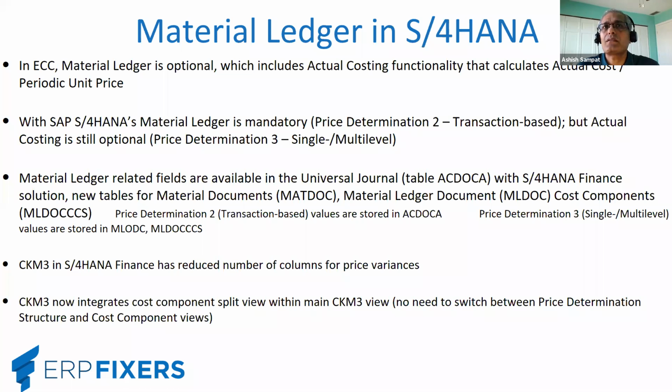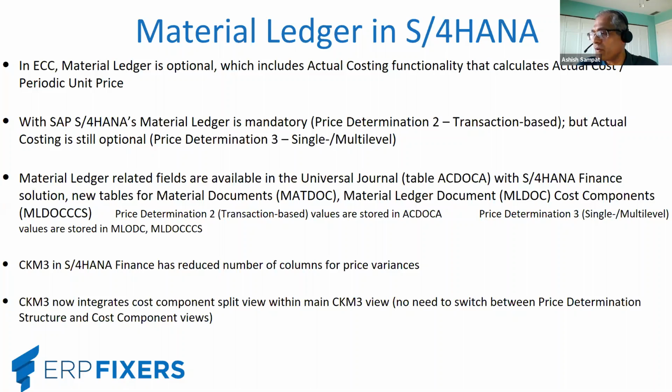So when we look at what is the mandatory part, there are two main features: price determination 2, transaction based, and price determination 3, single or multi-level. Now, again, single or multi-level is what gets us the actual cost, and price determination 2 records transactions for each material and then allows us to get, let's say, transfer pricing or some other functionality related to that, or parallel valuation. But the actual costing piece is available only with price determination 3.